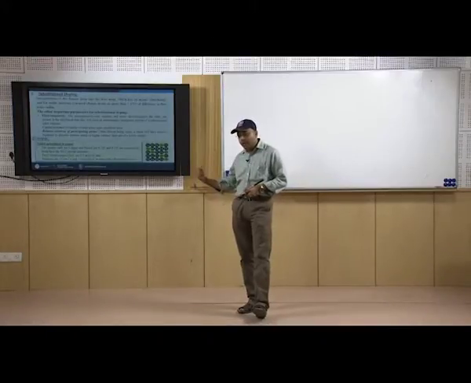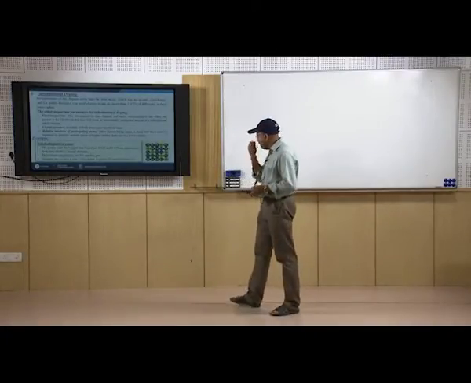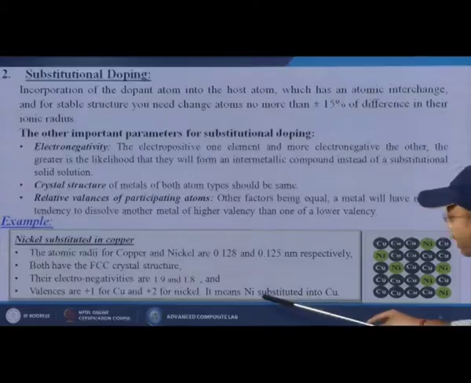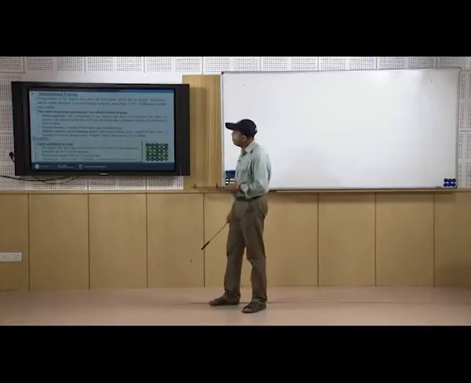So the main criterion of this kind of doping is that whichever has the higher valency than the other will actually be inserted inside the body. That is the main criterion, that means nickel is substituted into copper, not vice versa.